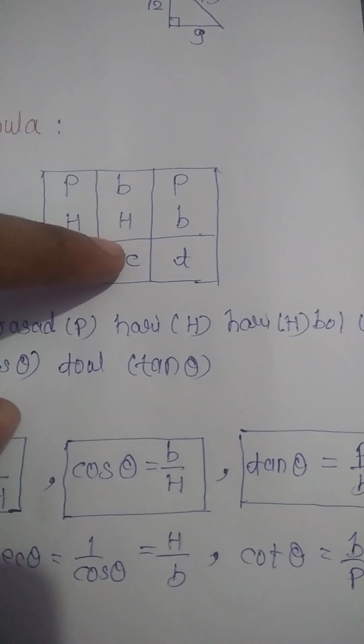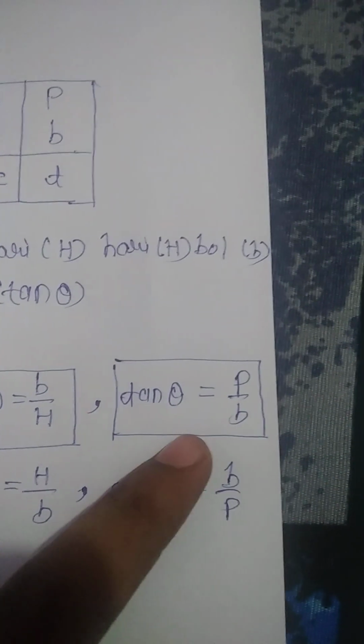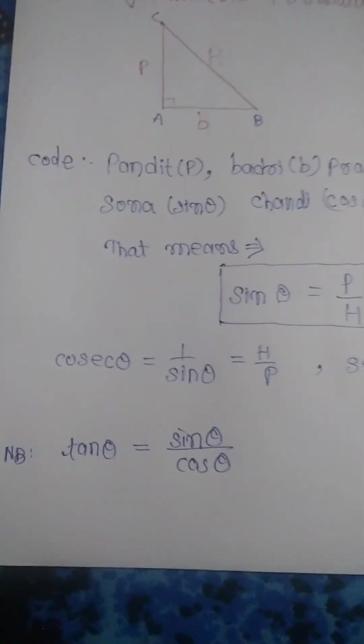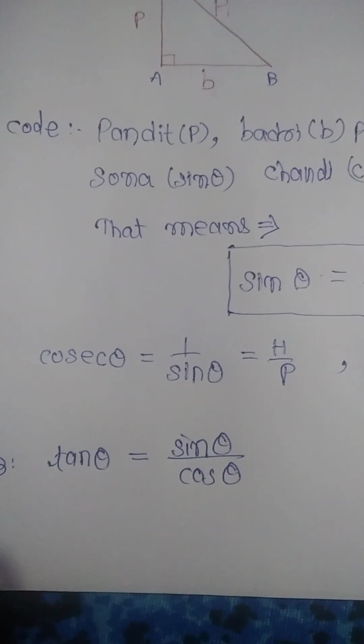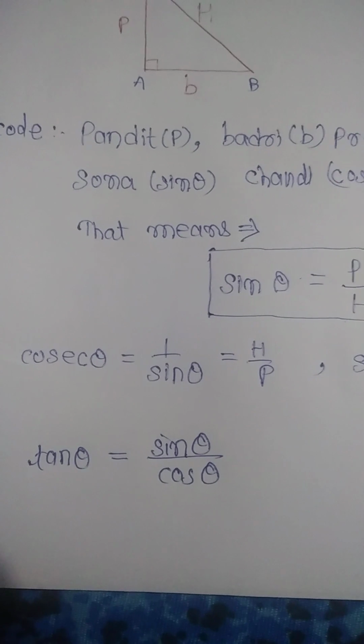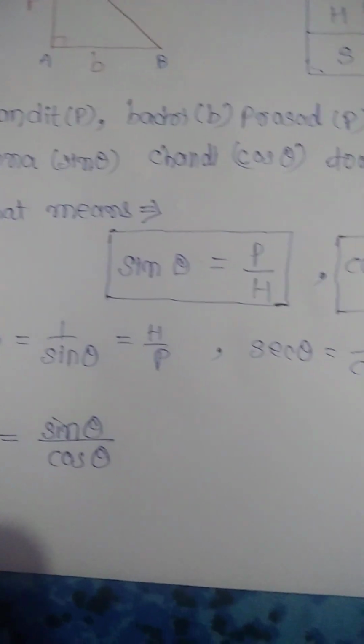Next is Tol, that is tan theta. Tan theta we can write as P upon B, perpendicular upon base, right? Here we have the reciprocal of sine theta, which is cosec theta. Cosec theta can be written as 1 upon sine theta, that is hypotenuse upon perpendicular.